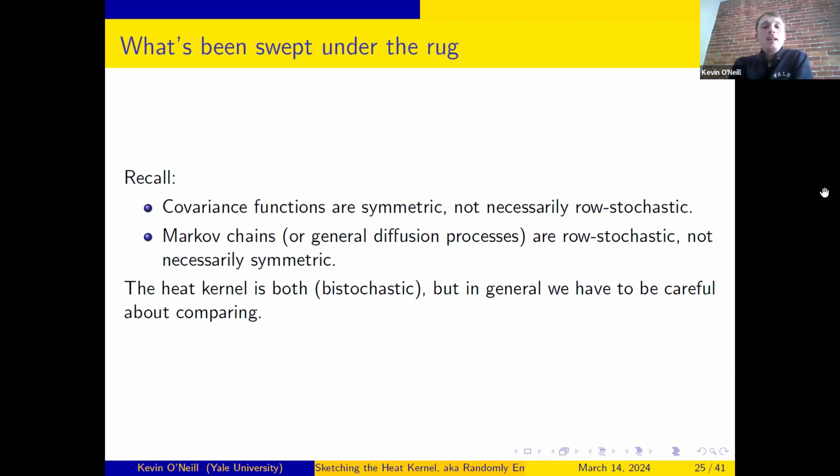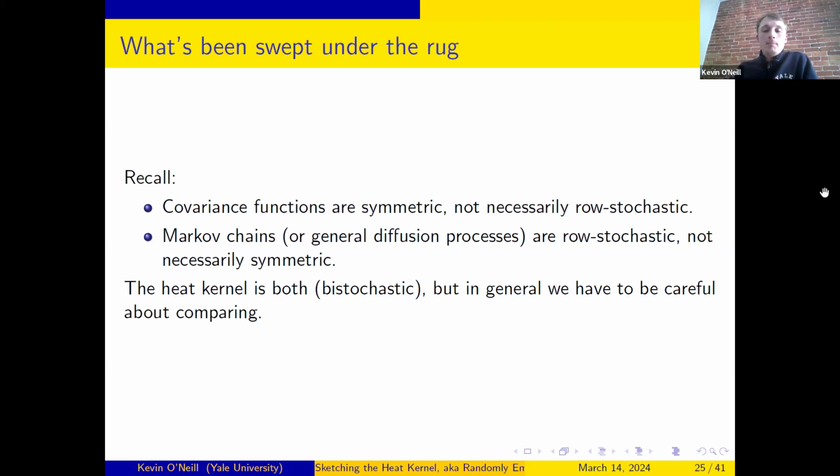Okay, so there's something that I've been conveniently ignoring so far, which is that if you have a covariance function or covariance matrix, it has to be symmetric. If you have a diffusion process or Markov chain, that has to be row stochastic. And just because you're one doesn't mean you're the other. Okay, so I've kind of been throwing these terms around, but we're in luck because the heat kernel, at least in theory on a manifold, is going to be bistochastic.